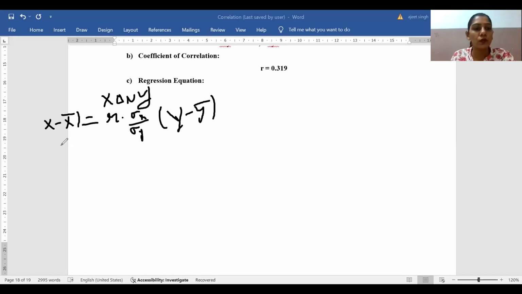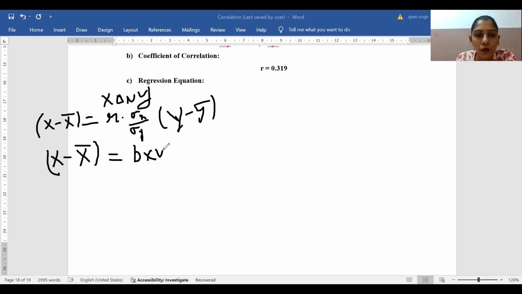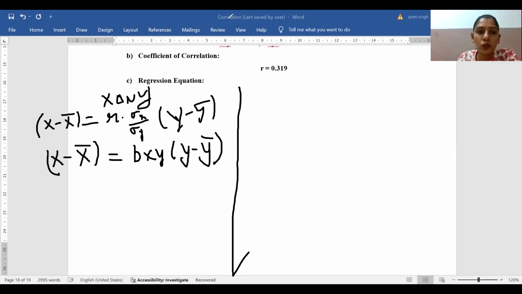So what we can do is, let me make it more simple to you. Let me write it here, as we can write this: r into standard deviation of x divided by standard deviation of y is bxy, and then y minus y bar. Similarly, we will do it for the y on x equation.